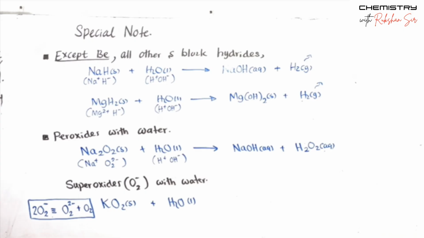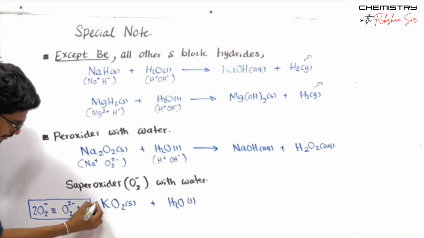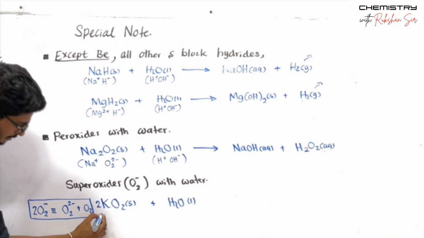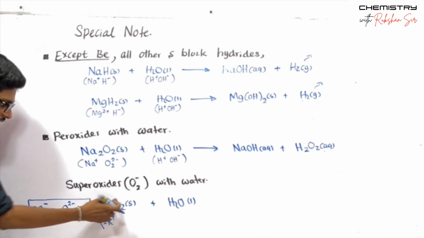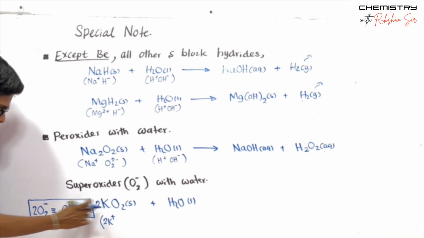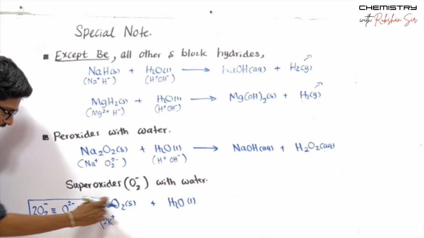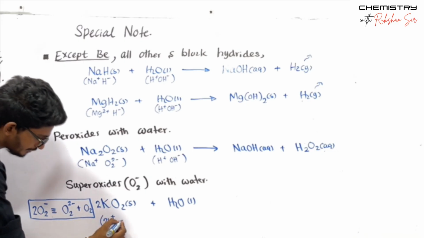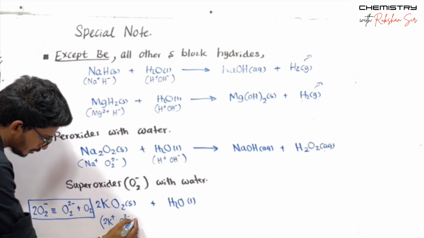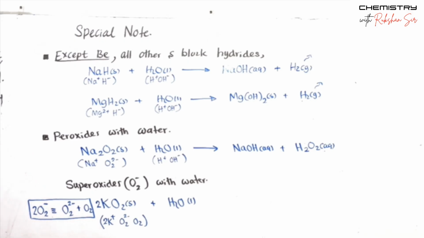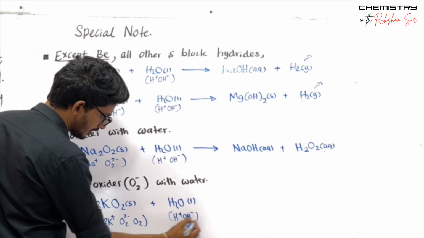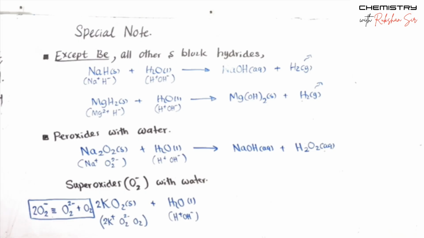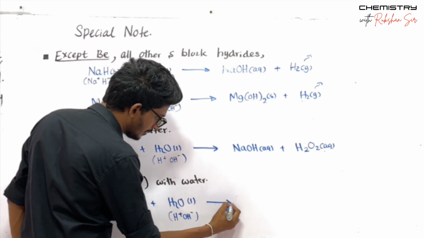So apply this here. First you need 2 of superoxides, so put a 2 here. So now you have 2 of K pluses. Instead of 2 superoxides, I write peroxide plus O2. This will react with H plus and OH minus coming from the water. So now again do the ion exchange, that will give you the products.